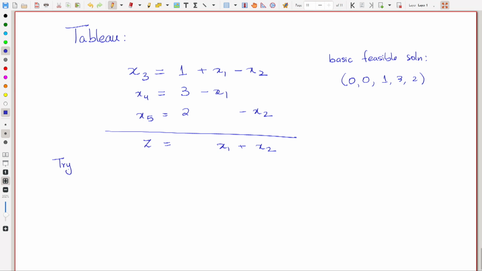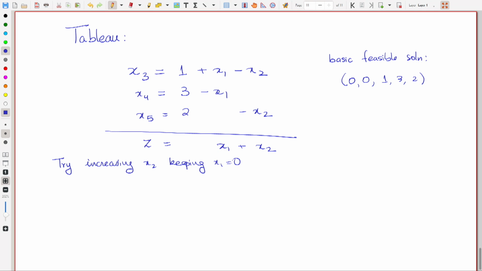What I am going to do is called a pivot step. What we are saying is that, okay, we have this objective function, and it looks like if we increase x2 we can improve the objective function. So, try increasing x2 and only x2, keeping x1 equal to 0. If you try increasing both, things get a little complicated. So, let us just try increasing x2.